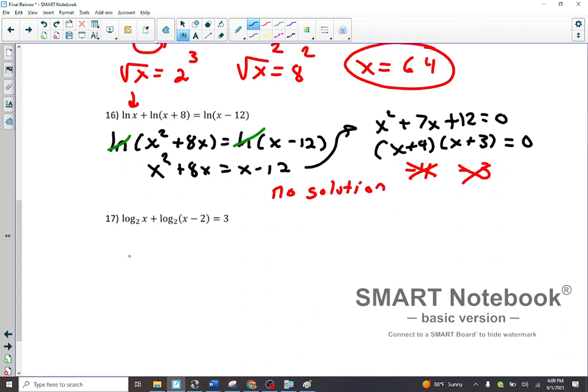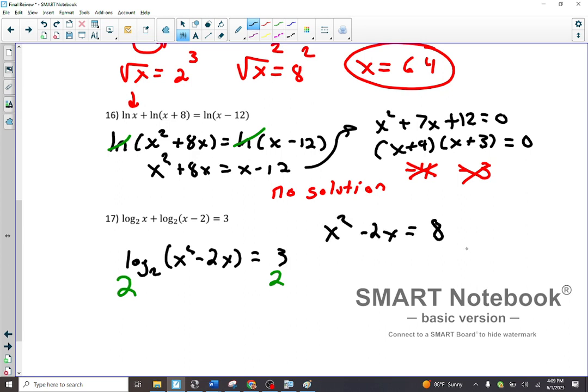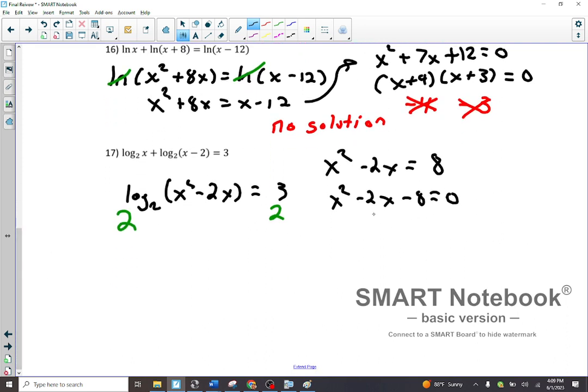This one we're going to combine. So it's log base 2, x squared minus 2x equals 3. Now I need to get rid of the log base 2, so I raise everything to the power of 2. So x squared minus 2x equals 8. Subtract 8 on both sides. x squared minus 2x minus 8 equals 0. So in this case, it's going to be x minus 4, x plus 2. So it's positive 4 and negative 2.